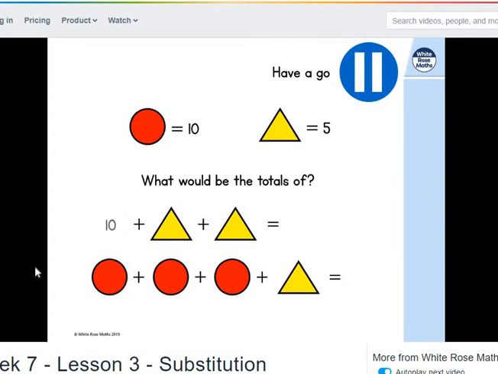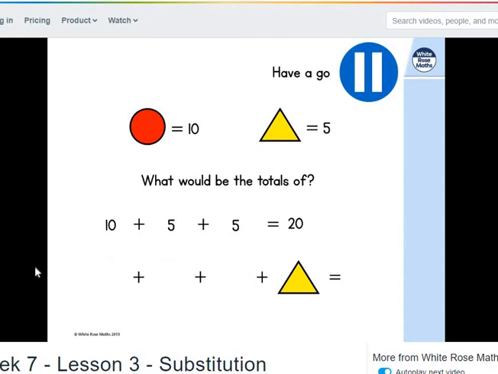So let's take that circle, and we know it's worth 10, so let's substitute in 10. The same for the triangle. They're each worth 5, so let's substitute them out for the value. So now we've got 10 plus 5 plus 5, which is 20. What about the next one? Again, same thing we can do. We can substitute. So then we get 30 plus 5, which is 35.